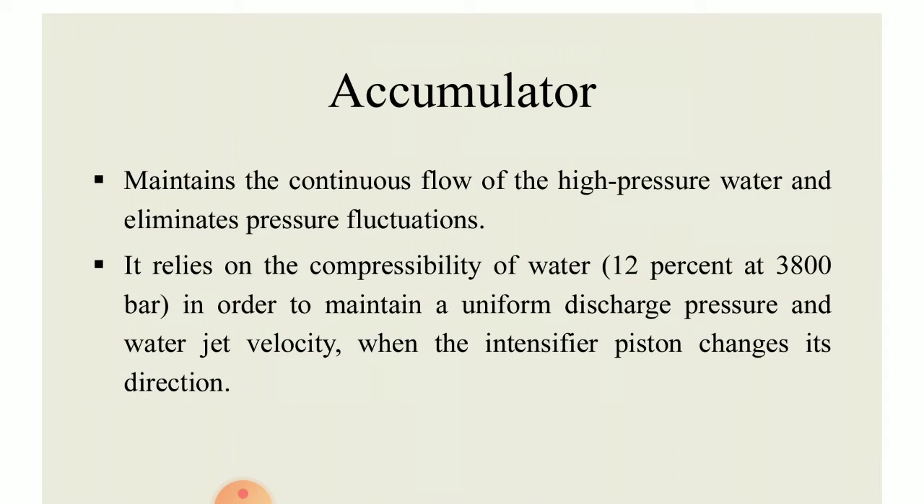The accumulator is utilized to eliminate the pulsation occurring in the pipe. As we all are aware, in flow through a pipe, two main types of losses occur, and these two are major and minor losses. We must take those losses into consideration and we must eliminate them for successful operation of water jet machining.